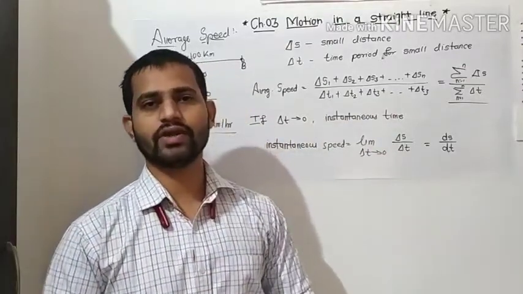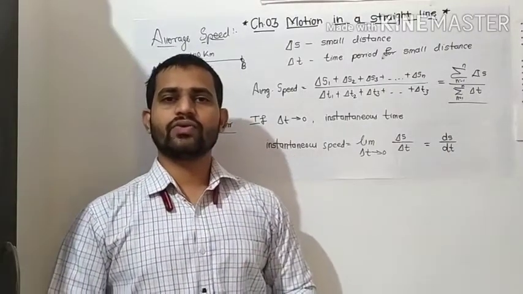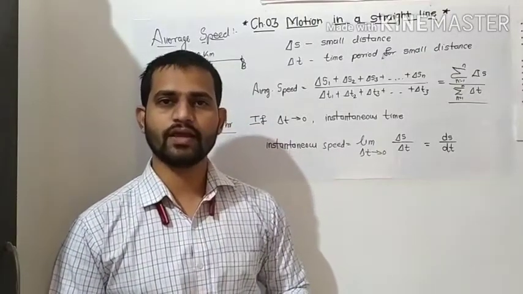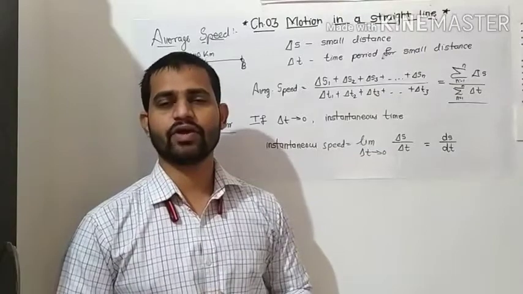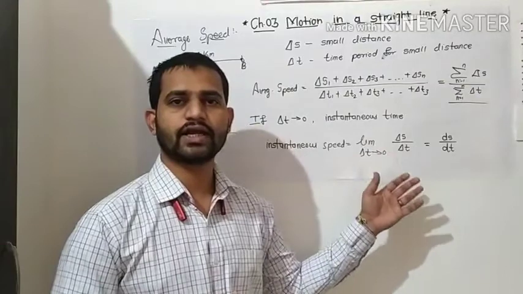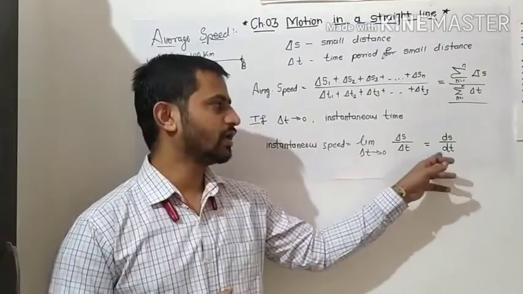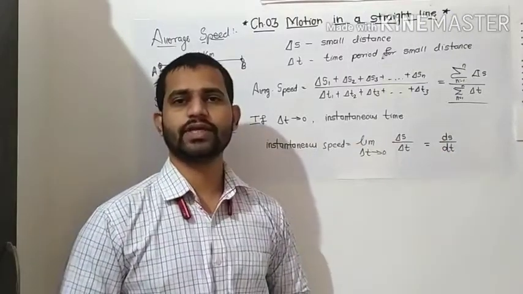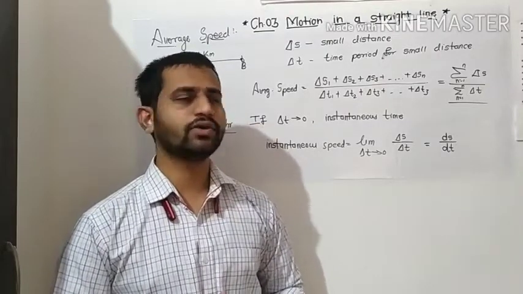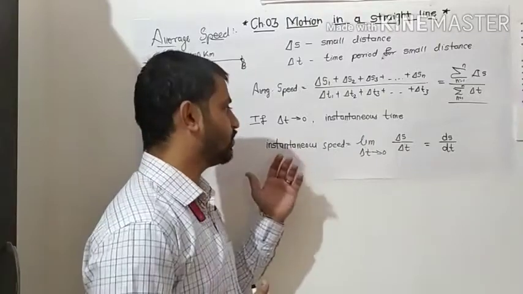And if we want to calculate the instantaneous speed of any rocket, then we have to consider the time interval almost approaching 0. That's why we put the limit delta T tends to 0 of delta S upon delta T, where delta T we write as dt and the respective distance will be ds. In this way we can calculate the average speed or the instantaneous speed of any object.